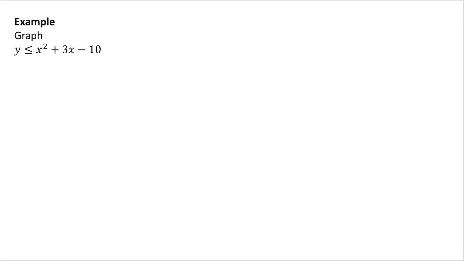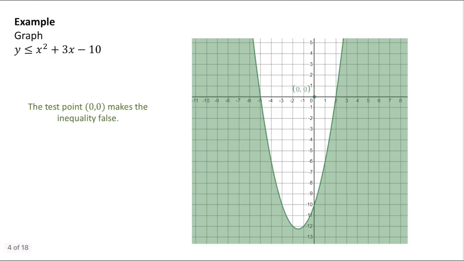We have y is less than or equal to x squared plus 3x minus 10. So this has been graphed in Desmos, and here's a screenshot of that. Notice that you see a solid curve because we have a less than or equal to sign. Notice that the region away from 0, 0 has been shaded because if I plug 0, 0 into this inequality, I get 0 is less than or equal to 0 squared plus 3 times 0 minus 10.